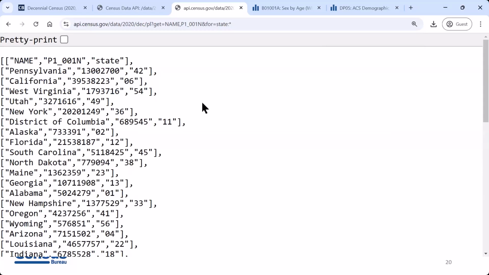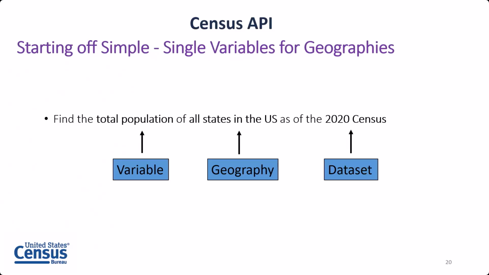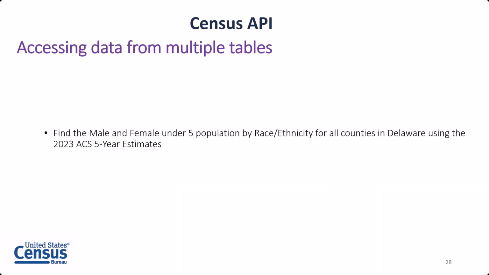So that was all I wanted to show for that first example, just a really quick and easy one, pulling a simple variable to get the population of every state in the US. So next up, we're going to add in a couple more variables. Now I want to try to find data from the male and female population under 5 by race and ethnicity for all counties in Delaware, and I'm going to use the 2023 ACS 5-year estimates.